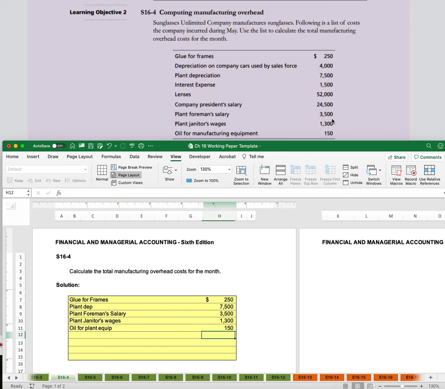And so then we can do a sum here. I'm going to use the sum function in Excel. And so we get total manufacturing overhead of $12,700.